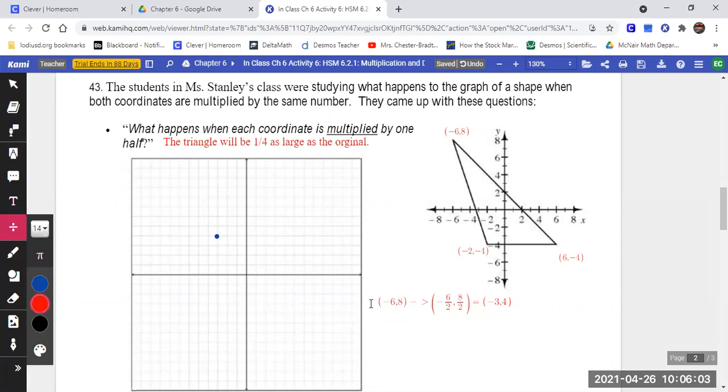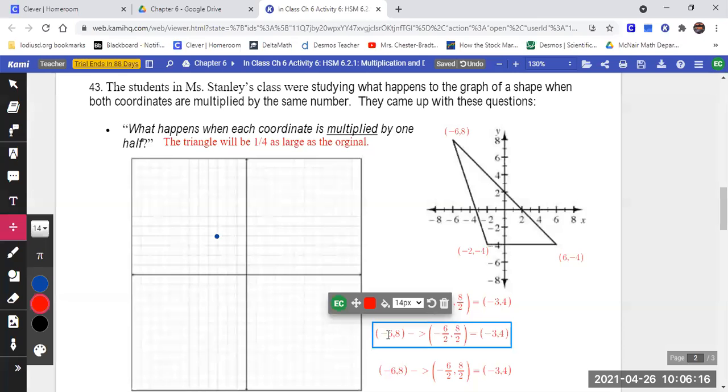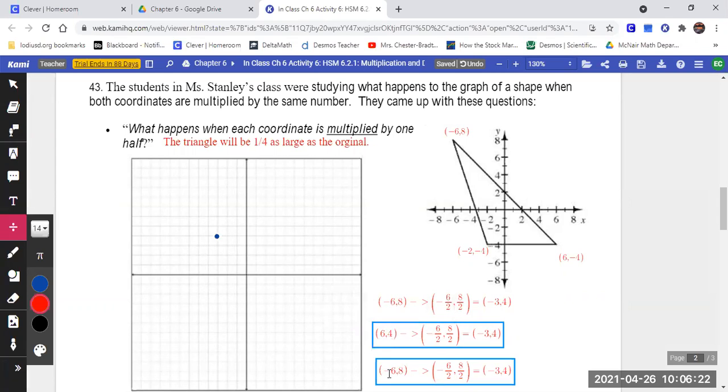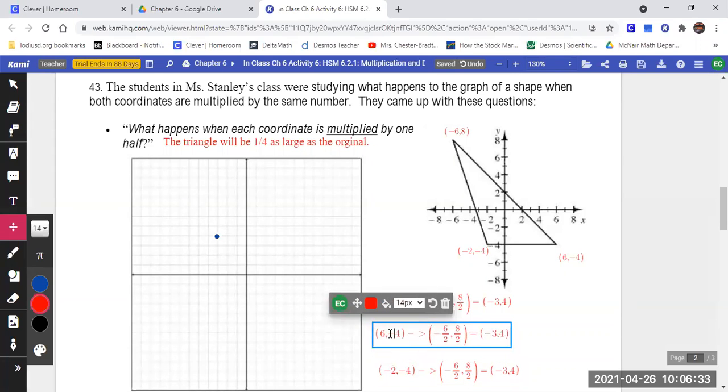Now we repeat for the other two corners, right? So I'm going to just copy what I have here, change the numbers to be what the next two coordinates are, and do the math. Smart, not hard. Okay, we have a (+6, -4), right? And we have a (-2, -4). This should be a -4, right?